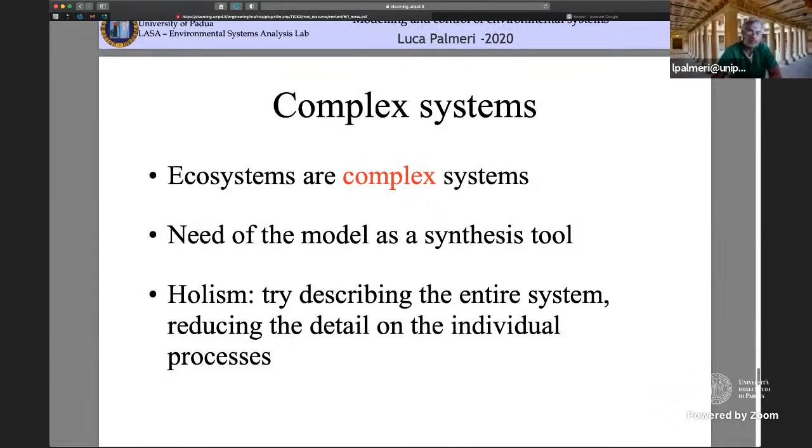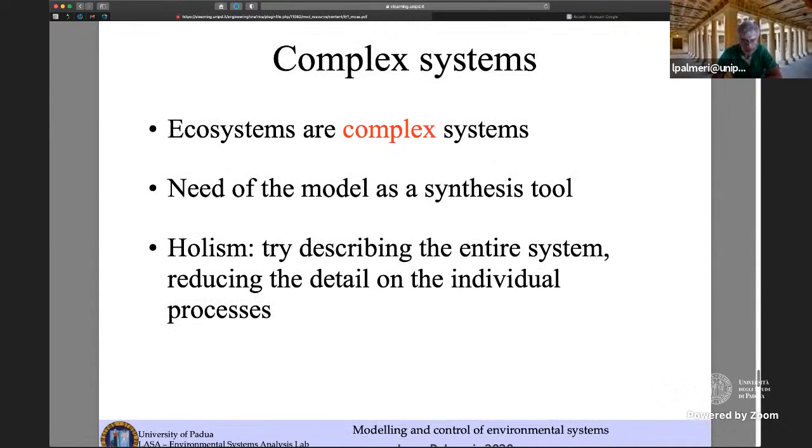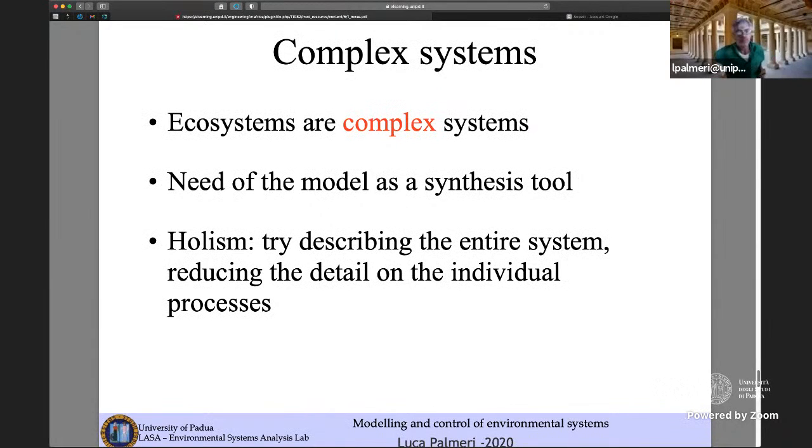As I anticipated, the point is that when you deal with complex systems, and believe me, I will try to demonstrate to you that environmental systems are complex systems, we really need the mathematical model as a synthesis tool. So we need a mathematical tool that allows us to predict the effect of changing the surrounding conditions on complex systems.